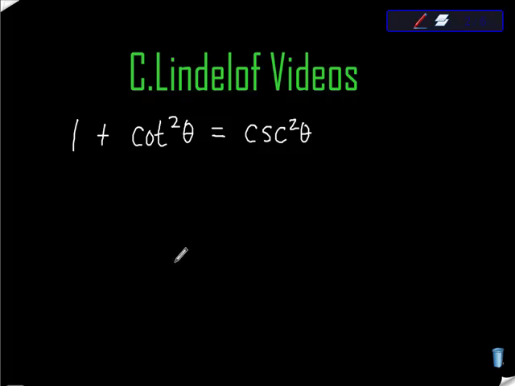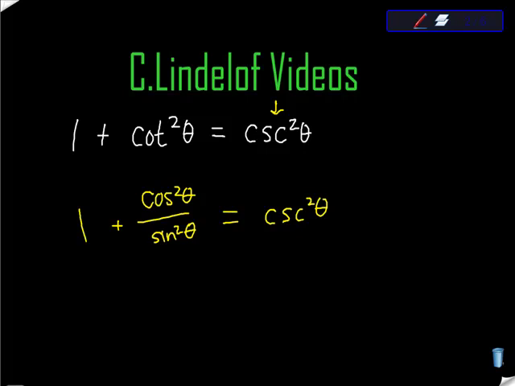So here we go again. We are tasked with proving that 1 plus cotangent squared theta is equivalent to cosecant squared theta. How am I going to do this one? I'm going to do the same thing. Remember, left side, right side stays the same. So I'm going to change cotangent squared theta to cosine squared theta over sine squared theta, plus 1, equal to the right side, which I'm leaving as is. I'm going to start working on the left.